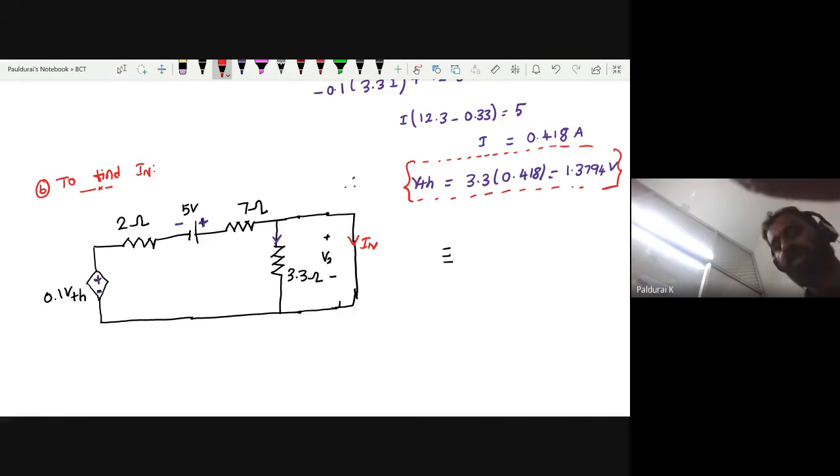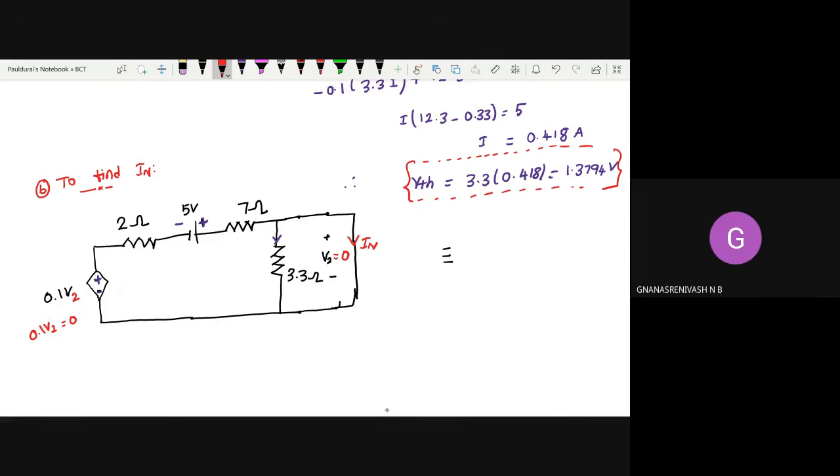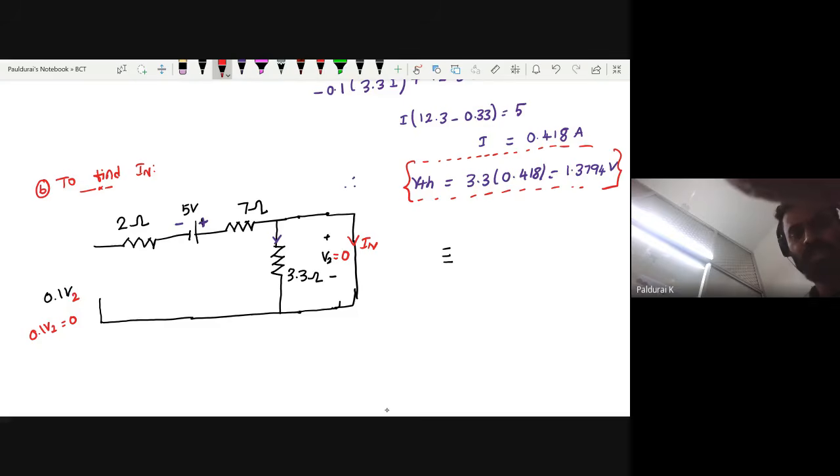Now, when I am making a short circuit, what is the value for this V2? V2 becomes 0. If V2 is 0, then 0.1 times V2 is 0, and this voltage source is 0, which is a short circuit. So this can be replaced by a short circuit. Now what will happen here?